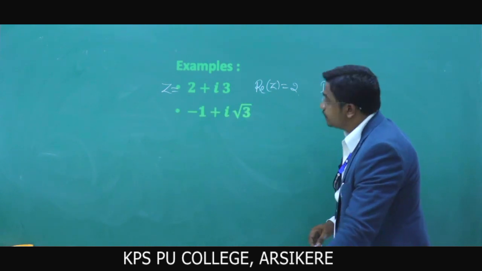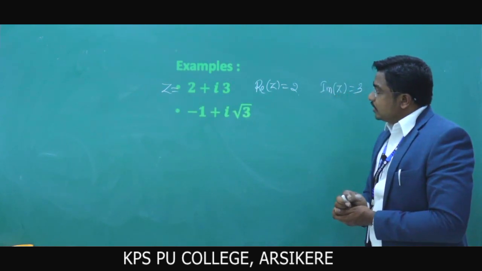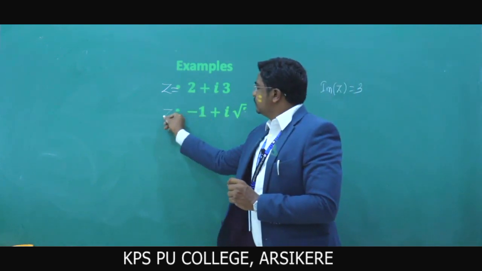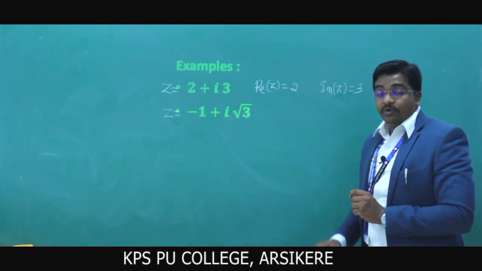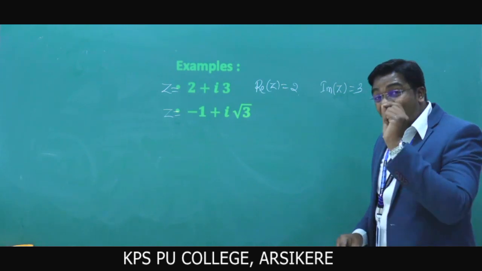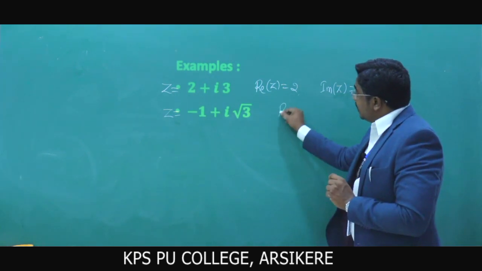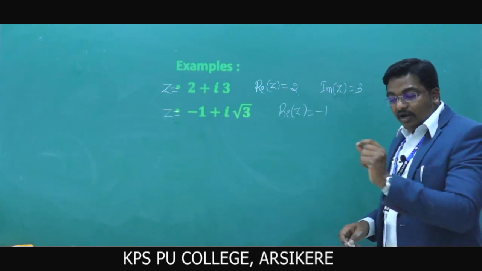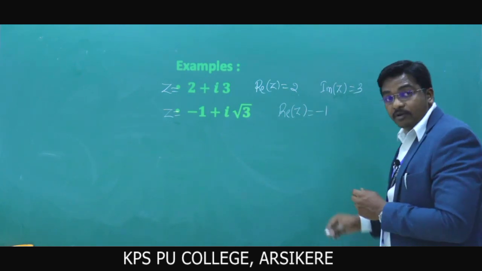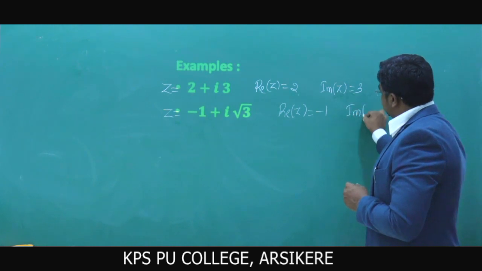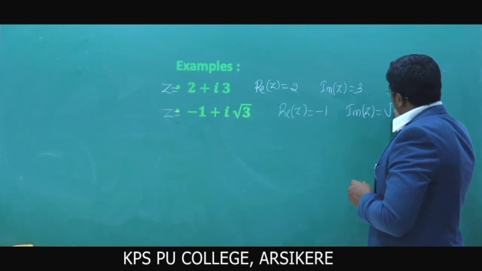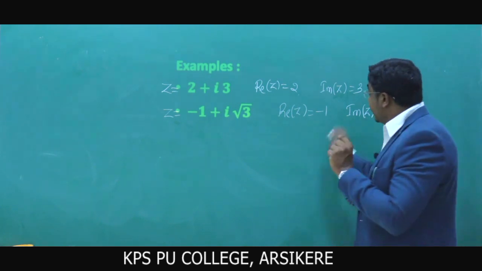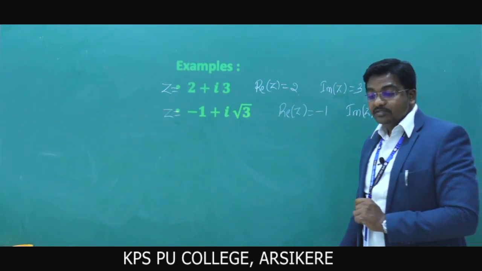Next, second example. Z is equal to -1 plus i into root 3. So what is the real part? Re of z is equal to -1. Very good. And the imaginary part, im of z, is equal to square root of 3. This is the imaginary part of the complex number.